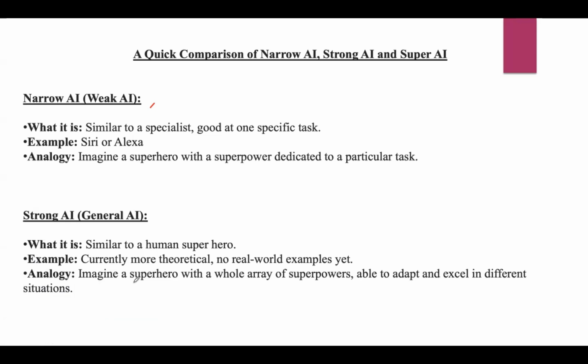Second one is strong AI, also called general AI, which is similar to a human superhero. Currently it is more theoretical and there are no real world examples for this. Just imagine a superhero who has some superpowers, and with those powers, he's able to adapt, and he's managing everything in different situations or in difficult conditions also.